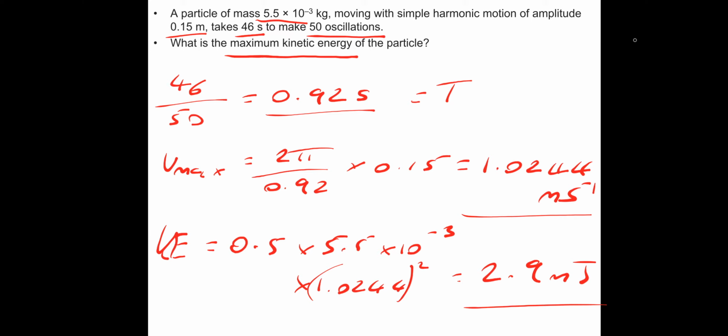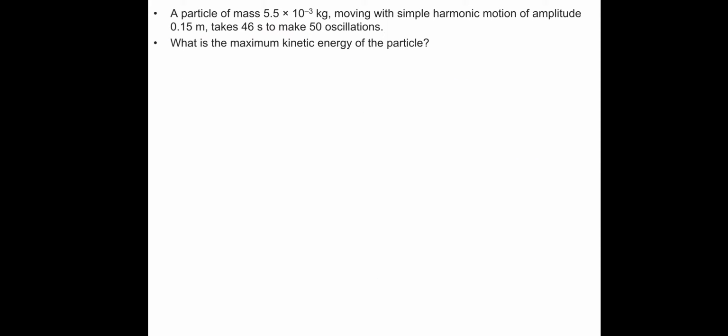Hopefully that's okay. Let's try one more. So let's pause and have a go. A particle of mass 0.15 kilograms moves with simple harmonic motion of amplitude 2 times 10 to the minus 2 meters. If the total energy of the particle is 5 times 10 to the minus 5 joules, what is the time period of the motion?